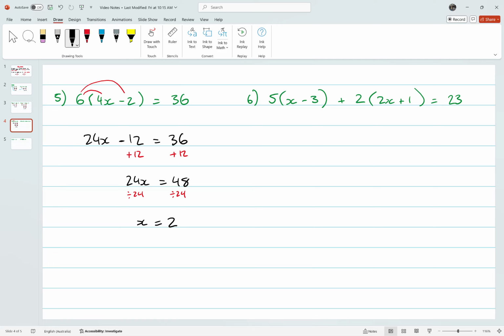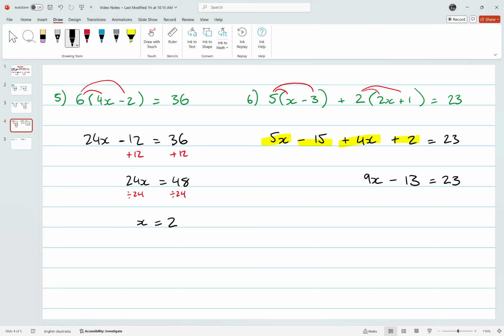Similarly, this example is the exact same thing, except now we have 2 sets of brackets. So we're going to expand those brackets, and we're also going to expand these brackets. So 5 times x is 5x, 5 times negative 3 is negative 15, 2 times 2x is 4x, 2 times 1 is 2, and that equals 23. Next thing I can do is look to simplify this left side. So I see that I have 5x plus 4x, which equals 9x. And then I also have minus 15 plus 2, which equals minus 13. And that equals 23.